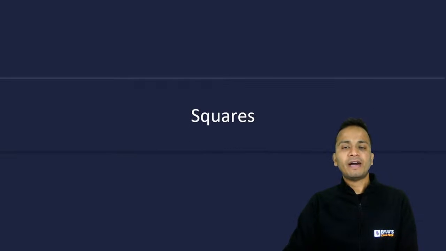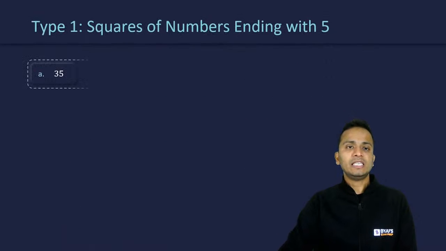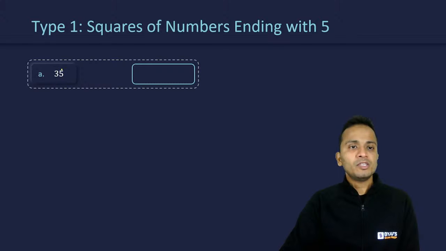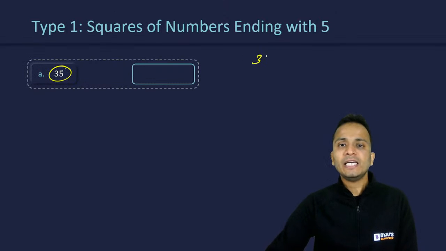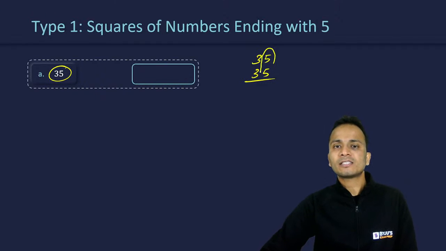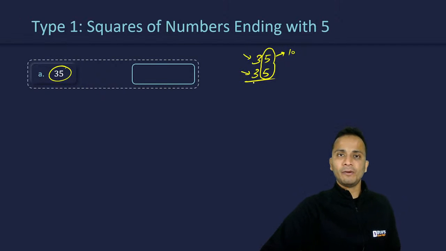Now next is finding squares of some numbers. I'll start with the technique that I have used just now: squares of the numbers which are ending with 5. So basically it is 35 into 35. I can see that the sum of the digits at units place is 10, and the digits at tens place are the same.